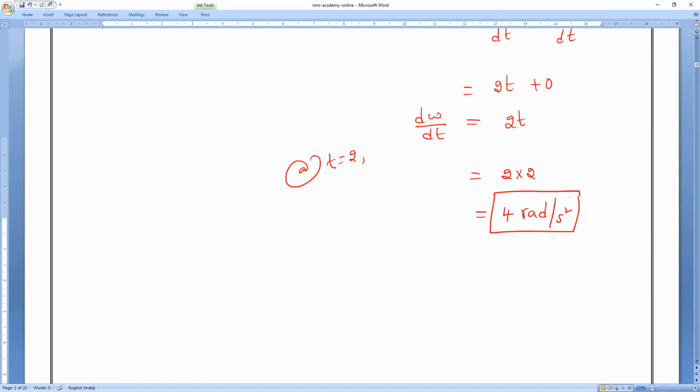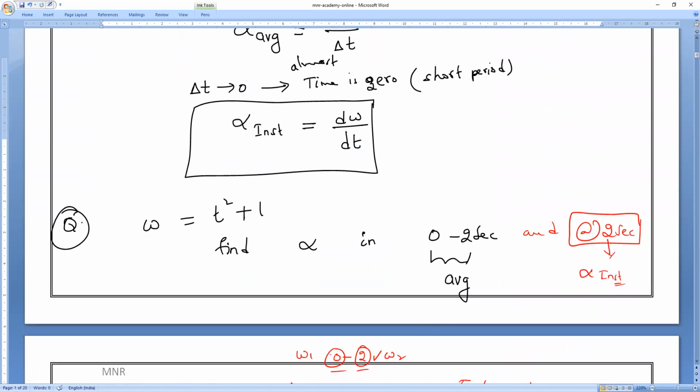If they ask you, always keep in mind that in between the time intervals it is indicating average angular acceleration, and at a particular time it is indicating instantaneous angular acceleration. Clear, everybody? Understood or not? All of you? Yes, sir.